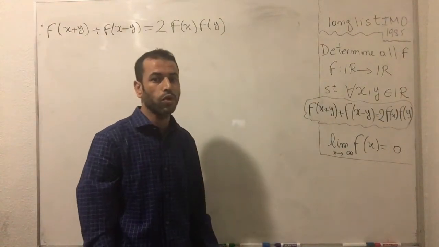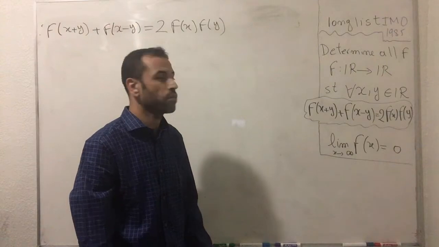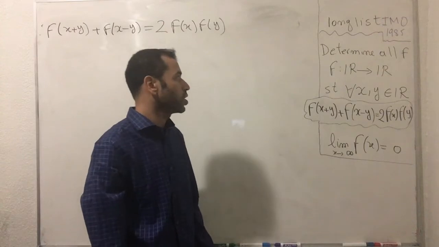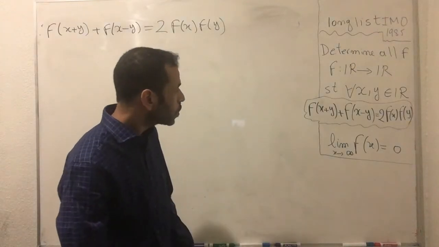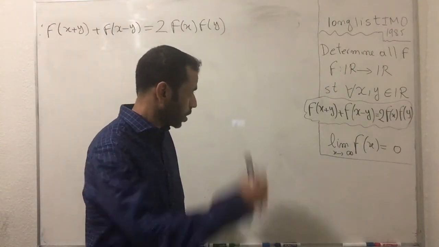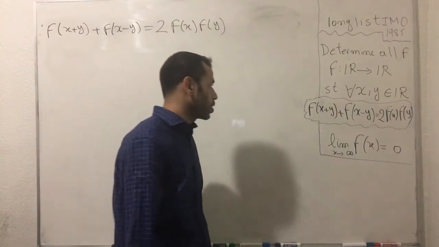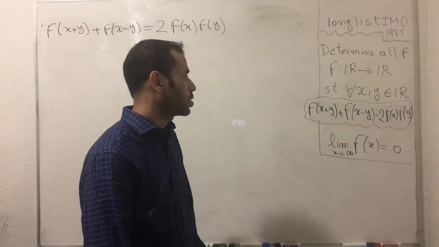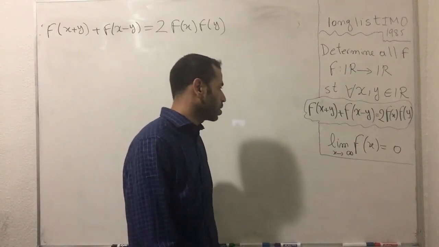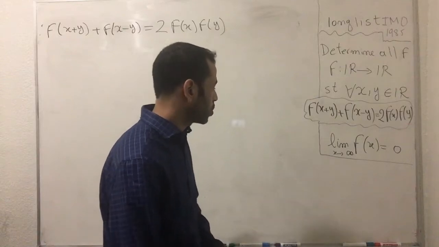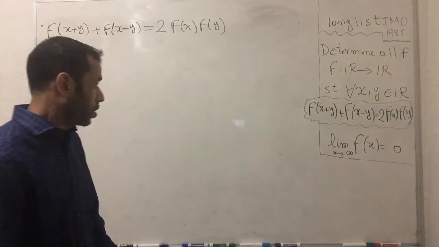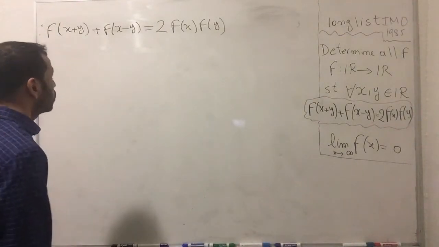In today's video, I'm going to look at a very interesting problem from the International Mathematical Olympiad of 1985, which was suggested as a longlist problem. The question: determine all functions f from the real numbers to the real numbers such that for all real numbers x, y, f(x+y) + f(x-y) = 2f(x)f(y), and also a second condition, the limit of f(x) equals 0 as x approaches infinity. Let's get into the solution now.